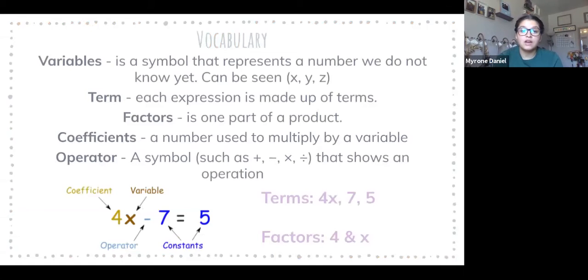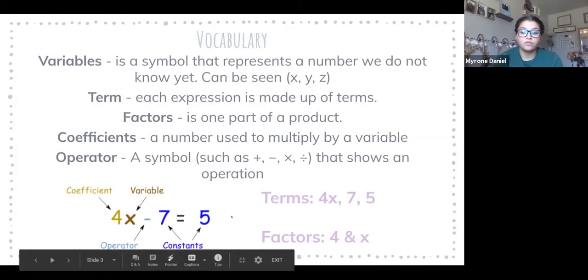So our vocabulary is, we have variables, which is a symbol that represents a number we do not know yet, and this can be seen as X, Y, and Z, or it could be any letter from the alphabet. Also, we have the term. It means that each expression is made up of terms. We have 3 terms in this expression: 4x, 7, and 5. Those are our terms in our expression.